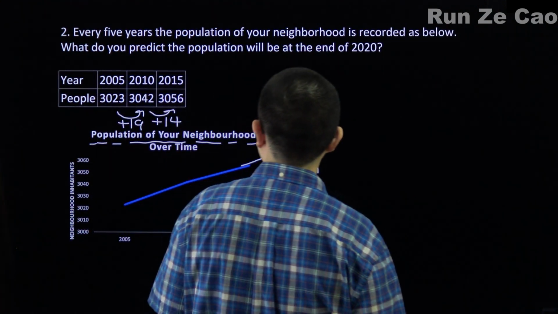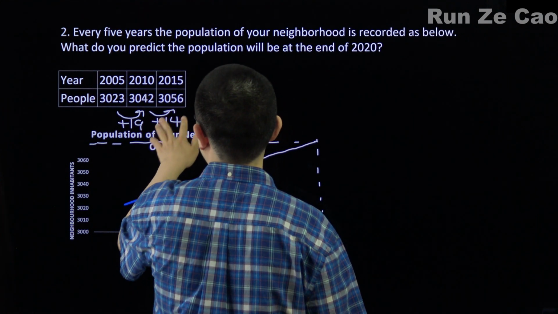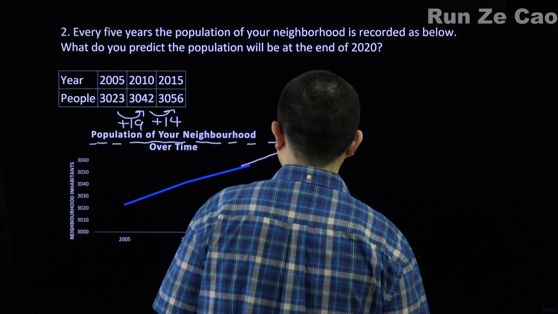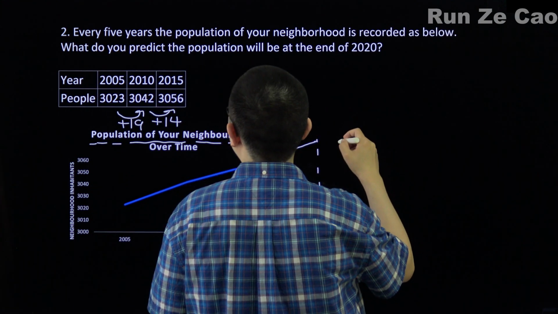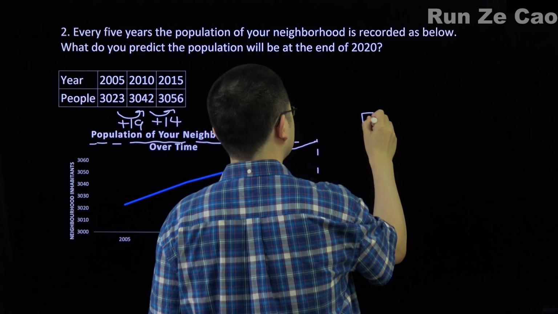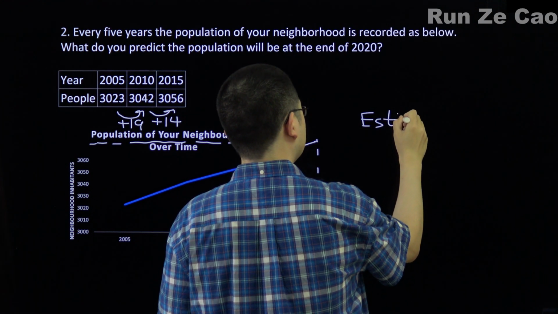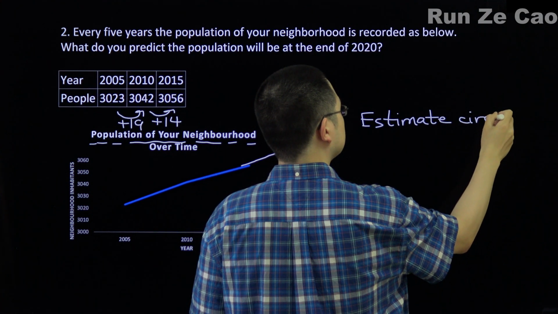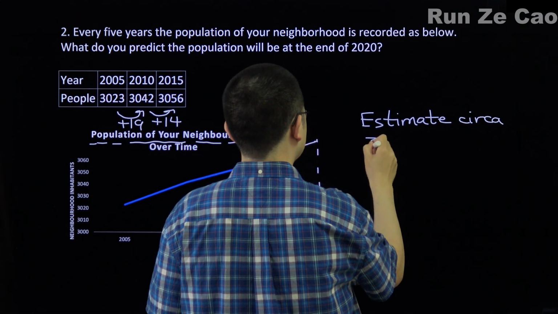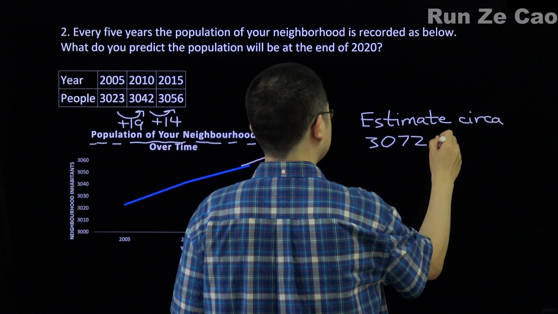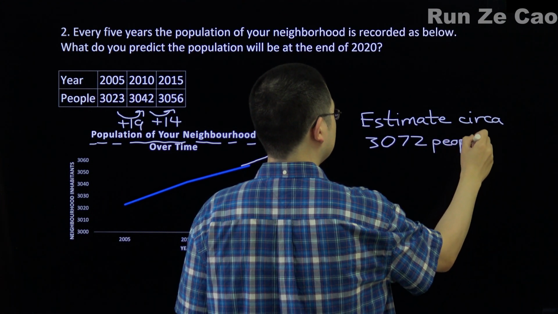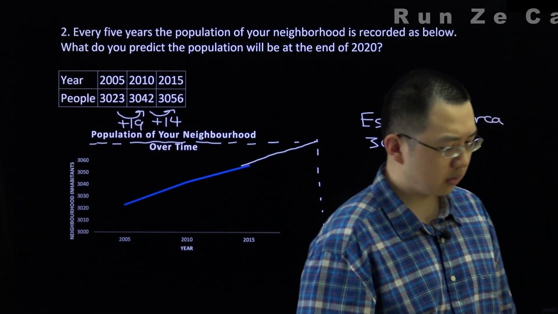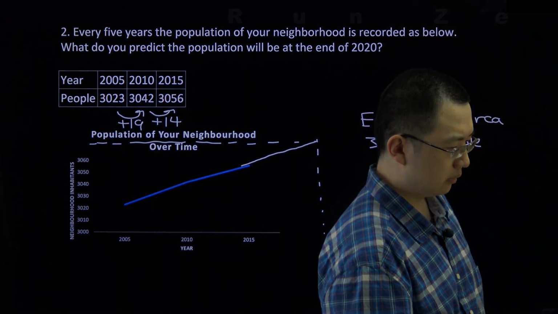Okay, 3070 is also reasonable, but then that's basically the plus 14 applied again, and you can't be sure about that. So, estimate circa 3072 people. Your neighborhood is growing very slowly, apparently.